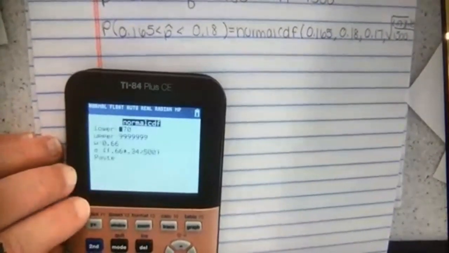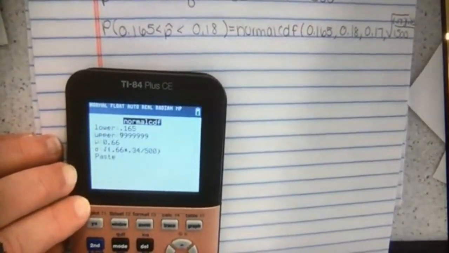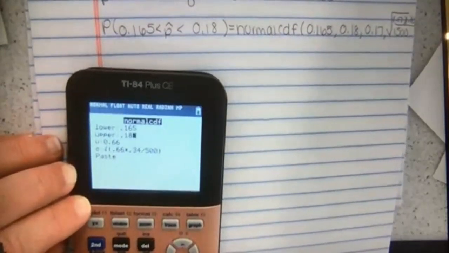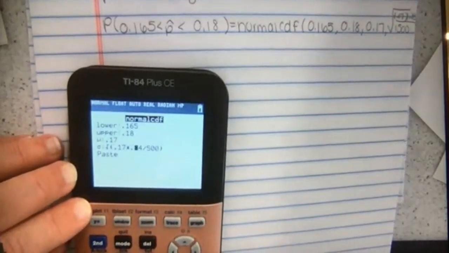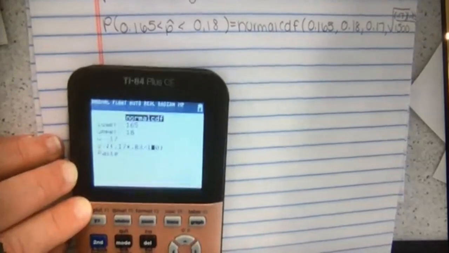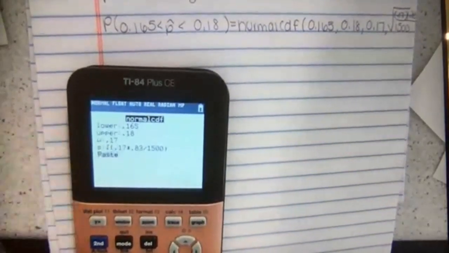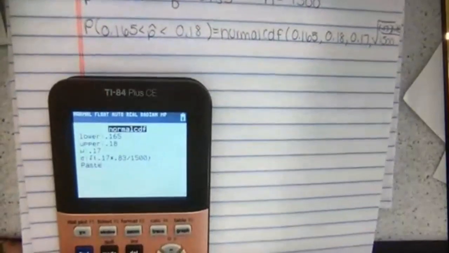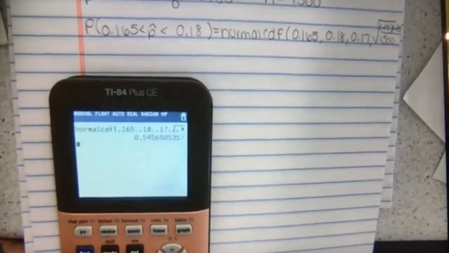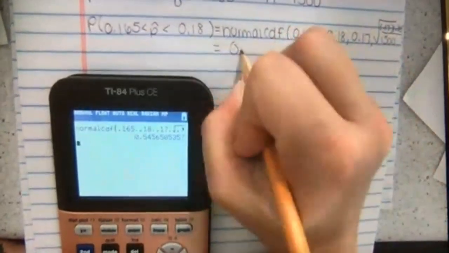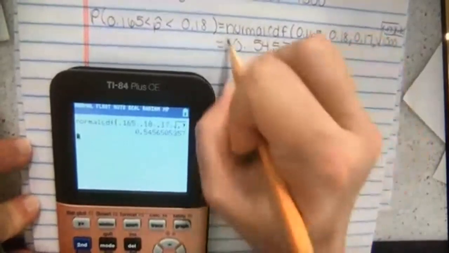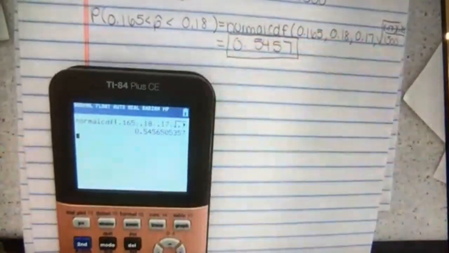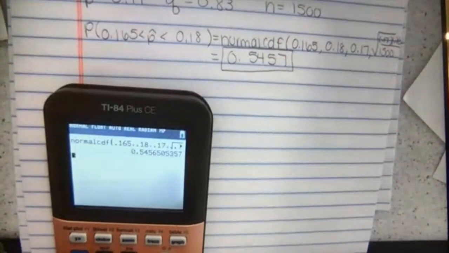Second VARS, normal CDF, 0.165. Our upper limit's 0.18. Our mean is 0.17. And our standard deviation is the square root of 0.17 times 0.83 divided by 1500. Pressing paste, pressing enter. There's our answer, 0.5455. We made it to the last one, finally.